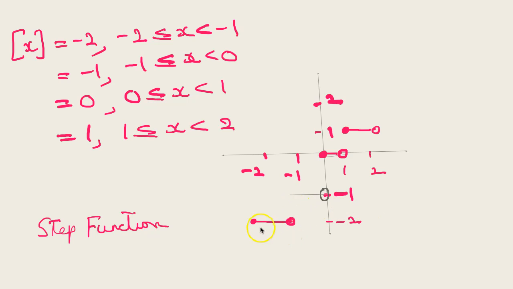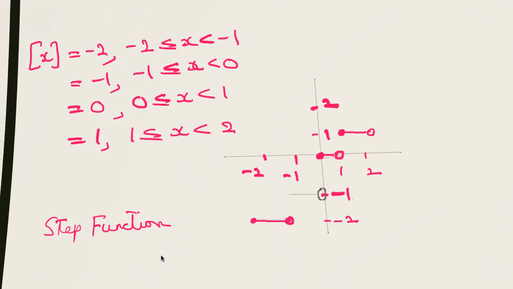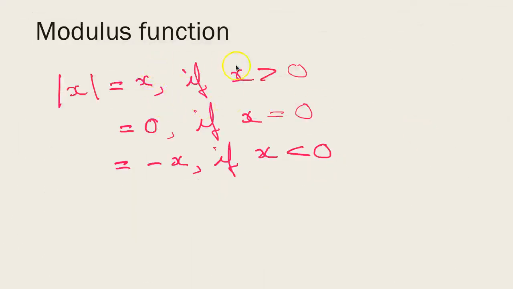So it will come like this. It is closed at these points, -2, -1, 0, 1, and open at the other ends, because for -2 to -1, we don't include -1. So the open circle is here. Because it is like a step, what do we call it? The step function.